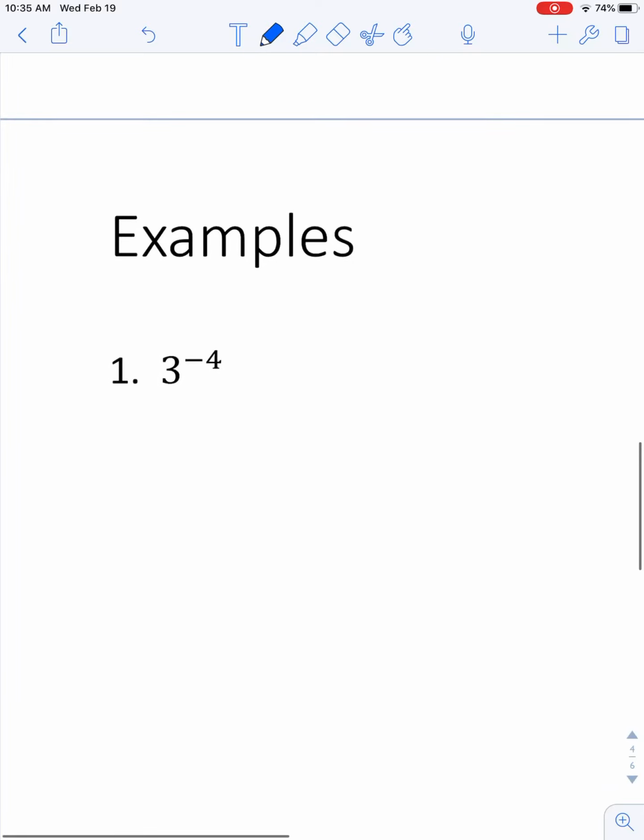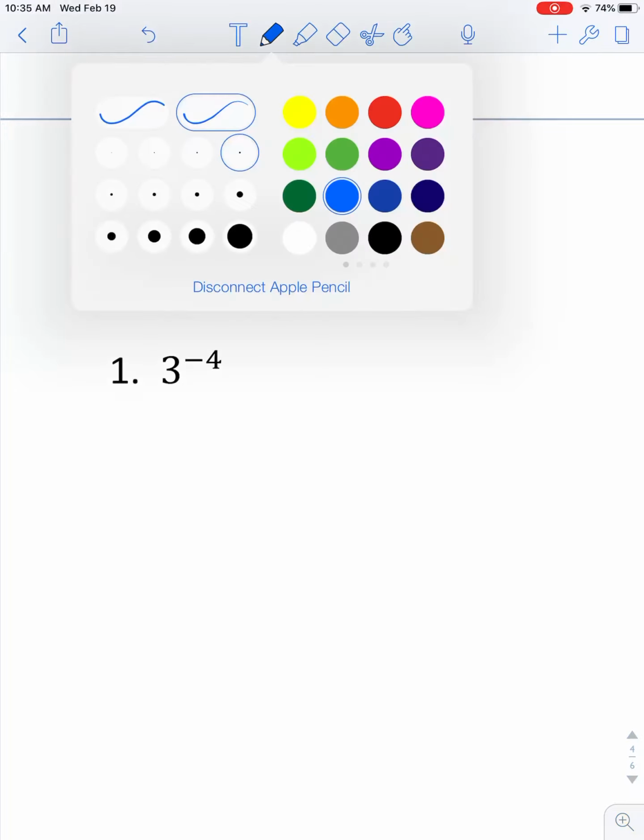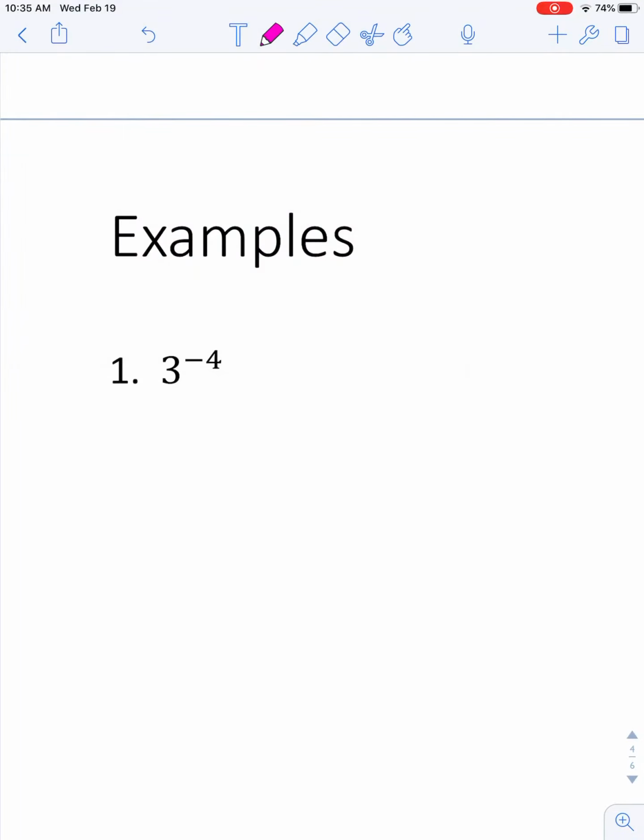So for this first problem, we're going to start doing examples now. For this first problem, I have a negative exponent, which means wrong side of the fraction. So I need to draw a fraction bar, and I'm going to move this whole thing down. Now, the negative exponent isn't just talking about the 4. It's talking about the whole 3 to the 4th. So all of that 3 to the 4th needs to move to the bottom.